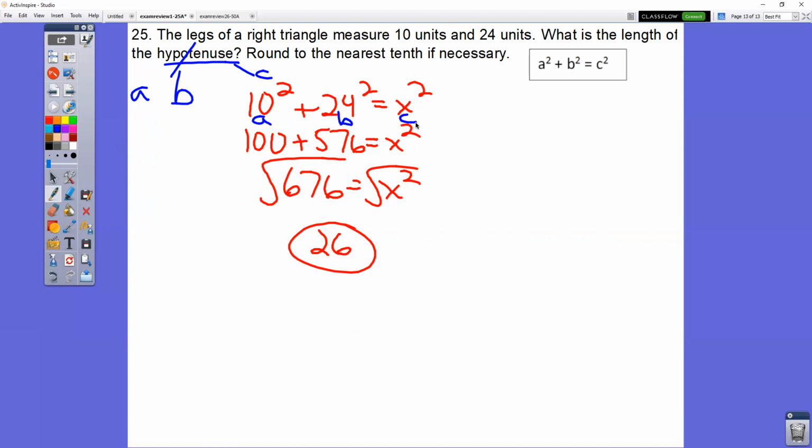So we have 10 squared plus 24 squared equals x squared. Sub them in, you get 676 when you square them and add them together. So the square root of 676 is 26. Questions on any of those?